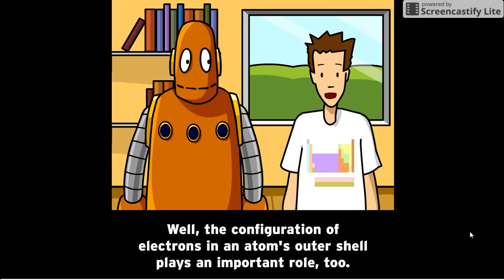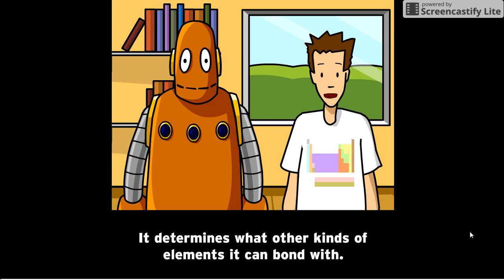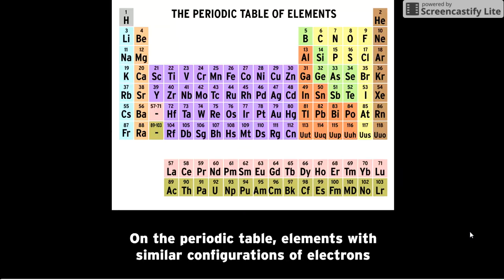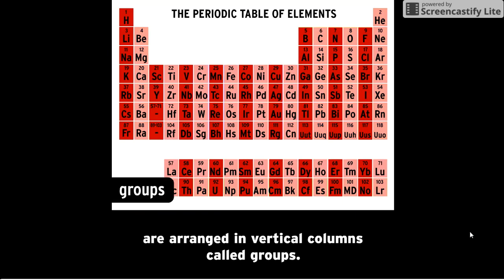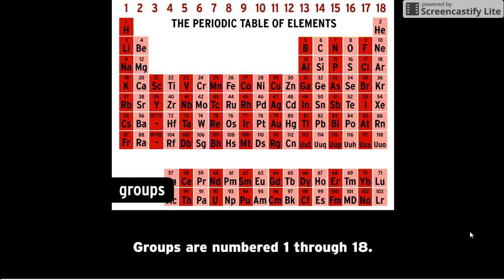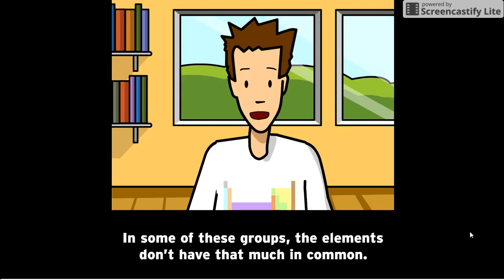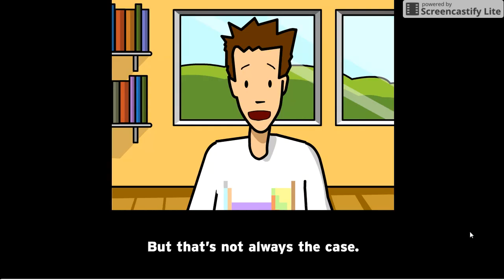Well, the configuration of electrons in an atom's outer shell plays an important role, too. It determines what other kinds of elements it can bond with. On the periodic table, elements with similar configurations of electrons are arranged in vertical columns called groups. Groups are numbered 1 through 18. In some of these groups, the elements don't have that much in common, but that's not always the case.